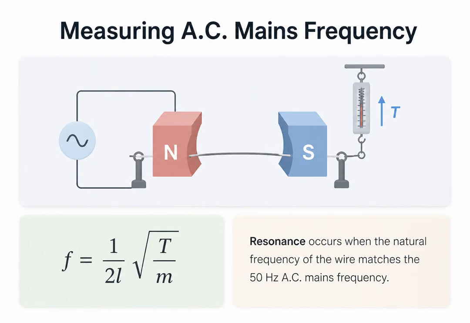We can actually use a sonometer to measure the frequency of our alternating current mains supply. By passing the AC directly through the metal sonometer wire and placing a strong magnet at its midpoint, the wire experiences an alternating magnetic force. This force drives the wire to vibrate at the mains frequency. By adjusting the wire's tension until it resonates with maximum amplitude, we can calculate the precise frequency of the electrical mains using our fundamental wave equation.